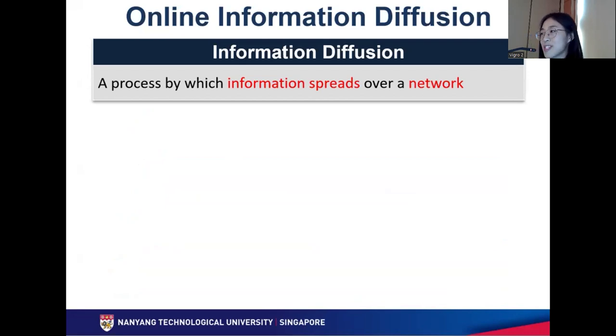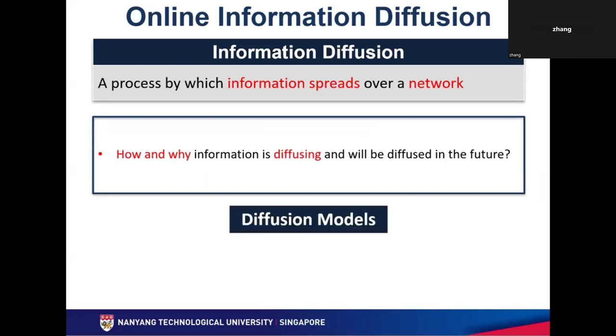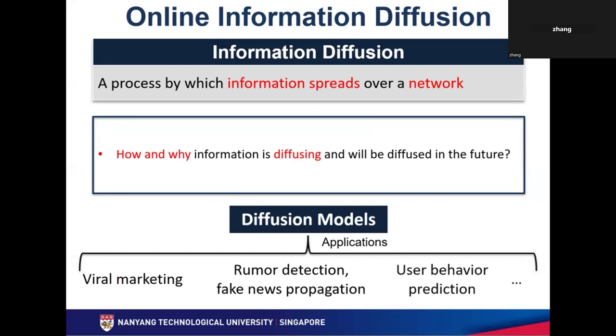And the network here is, of course, the online social network, where the users are nodes and their interactions are edges. The researchers try to understand this complex information diffusion by asking a series of questions about these three basic elements. Here are several questions I list out, like which information diffuses the most, how and why information diffuses and will be diffused in the future, and which network members play crucial roles. Especially for the second question, how and why information diffuses, it's about the spread mechanism. To understand this mechanism, diffusion models were developed. And good performance of these models has several applications like viral marketing, rumor detection, fake news propagation, user behavior prediction, and so on.